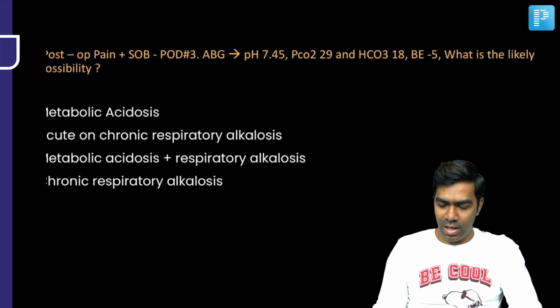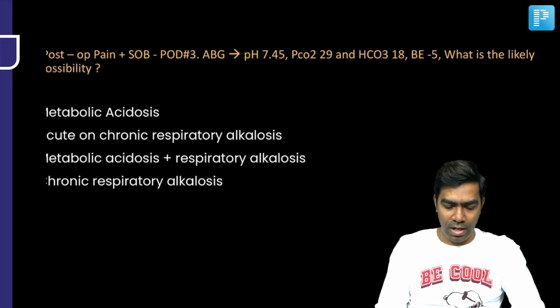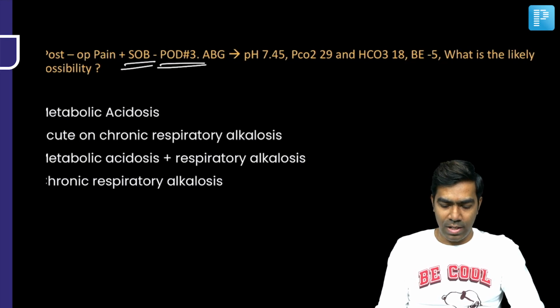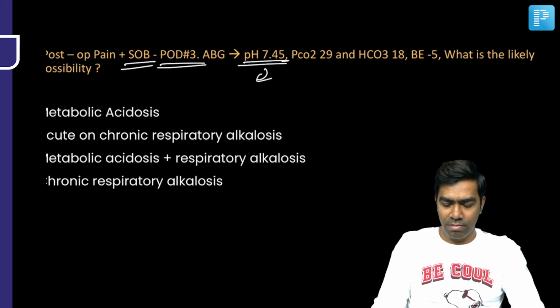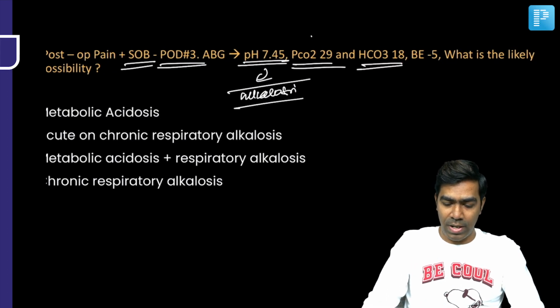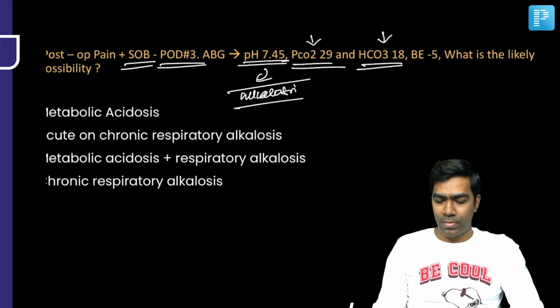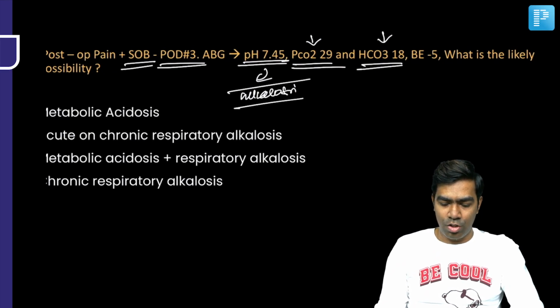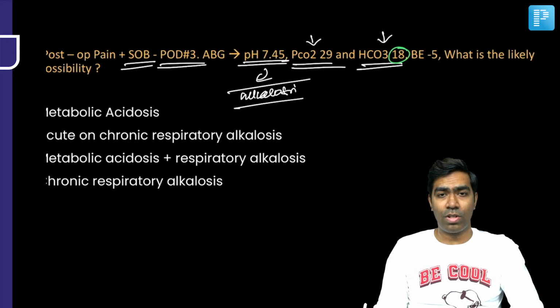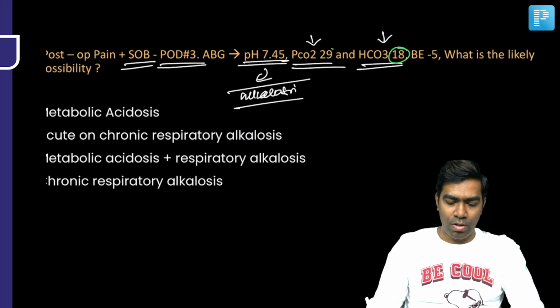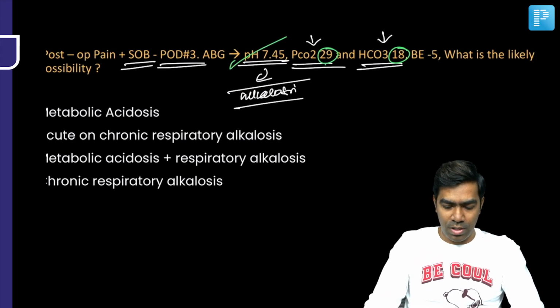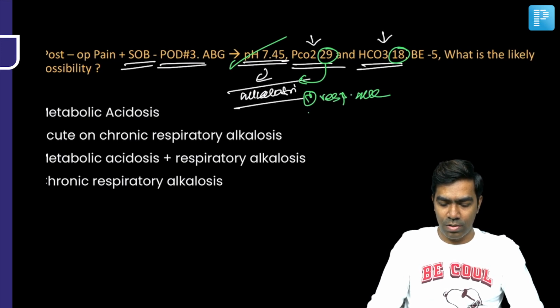Coming to question 31, it's an ABG based question. Post-op pain and shortness of breath during post-op day 3. ABG shows a pH of 7.45, which means the patient is having a kind of alkalosis, and PaCO2 is 29, that is decreased, and bicarbonate is 18, which is also decreased. So what is going to correlate to the pH? Bicarbonate of 18 will not correlate to the pH because bicarbonate of 18 should have resulted in acidosis and not an alkalotic pH. But PaCO2 of 29 is correlating with the pH, and that is the main reason for the alkalosis. So I can say the primary problem is respiratory alkalosis.